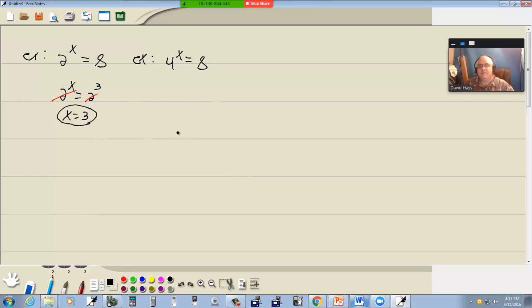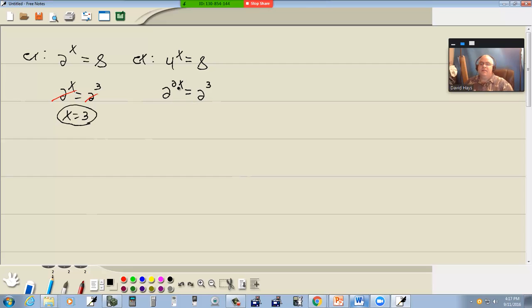Let's take a look at this. 4 to the x is equal to 8. Well, if we start with our large number, the 8, there's no way I can rewrite 8 as 4 to a power. So this time I had to focus on both sides. I notice that 4 is 2 squared, and 8 is 2 to the third.